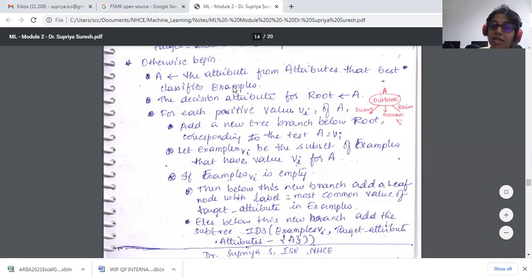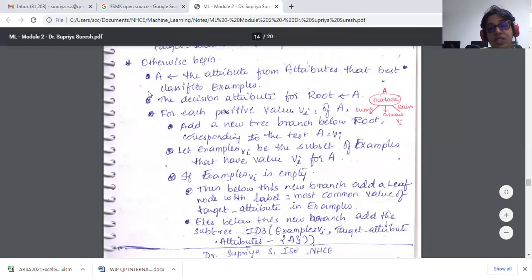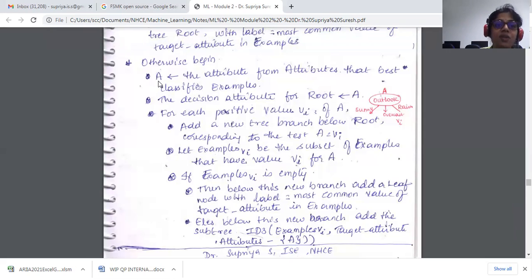How did we get to know that it best classifies the examples? Because we calculated the gain parameter, and the gain parameter told us the highest value of it. Which means that it is going to best classify the given data set. So I'm going to take that attribute A. In this example, the first case, the A value was outlook. We took outlook because it was the root node that we considered while constructing the decision tree. So A becomes outlook. The decision attribute for root is going to be A. I'm going to assign that A to outlook.